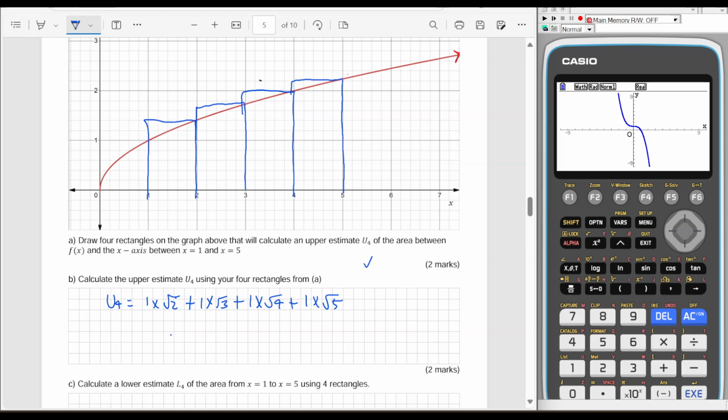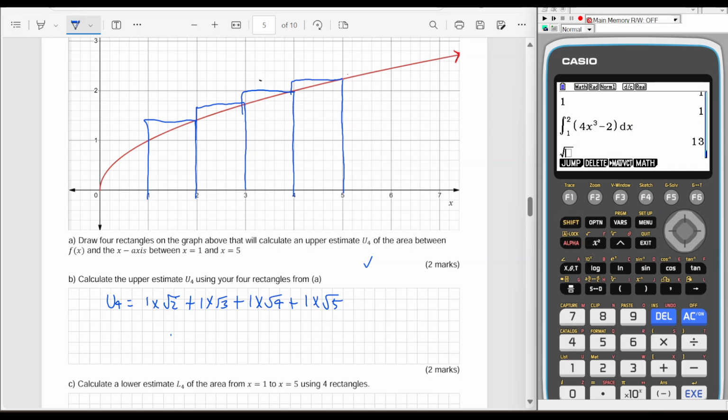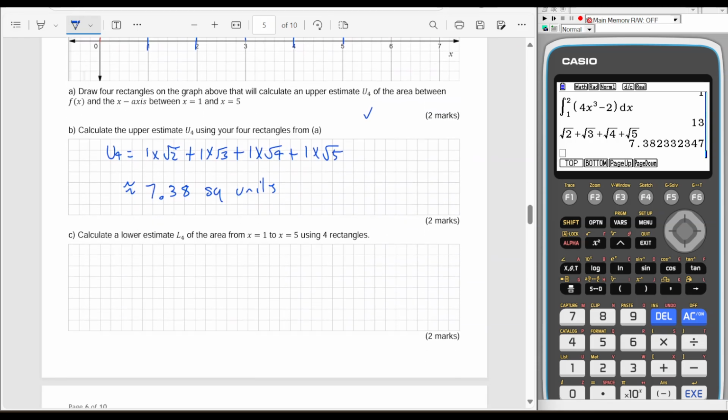All right, so we can work out what this is. Root 2 plus root 3 plus root 4 plus root 5. Cool. So that roughly equals 7.38 square units. Excellent. Calculate the lower estimate, L4.